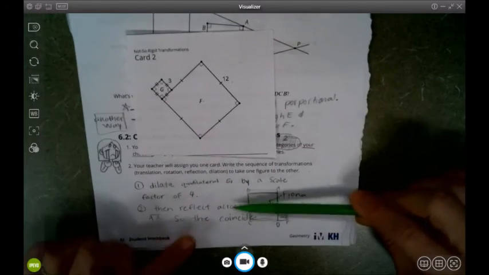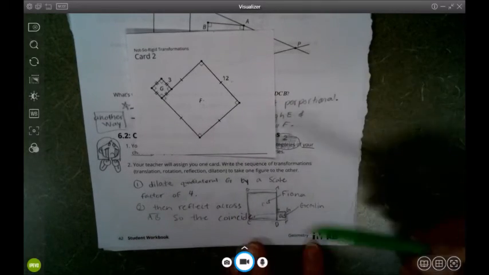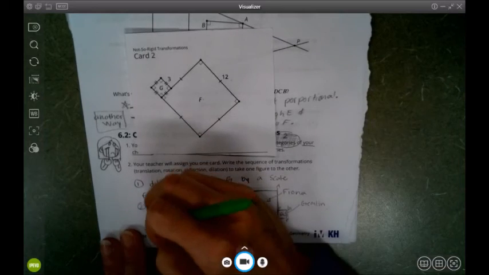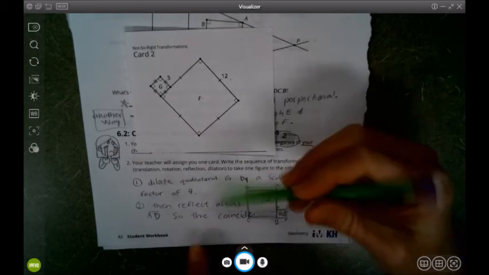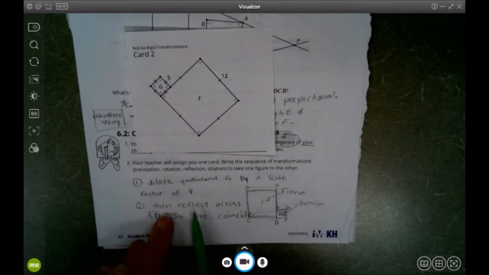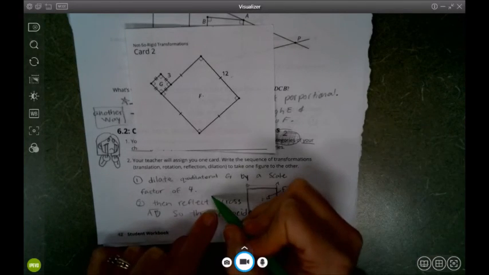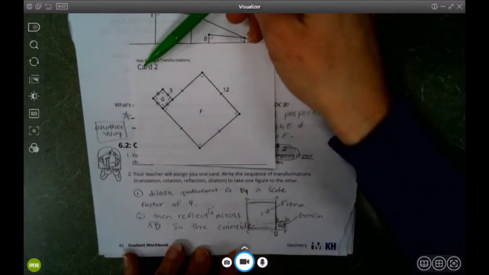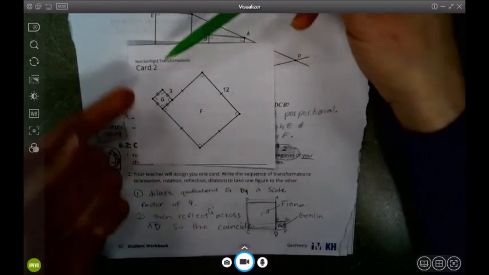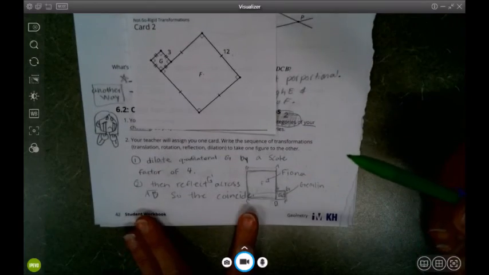Okay. So then they said, and then reflect across AB, and it would be AD. Okay. So I'm going to change that to AD. So reflect across AD so that they coincide. When you say reflect, what are we reflecting? Which shape? Okay, the new one. So that would be G prime. All right. So we're going to reflect the new G prime across this line, which was AD, which would make it land on top of it. Everybody agree that that's correct? Good job.